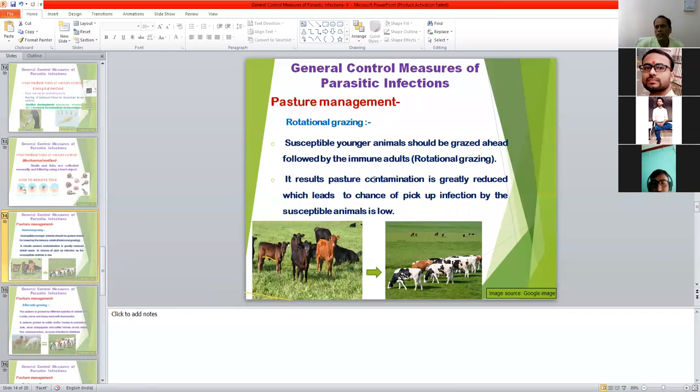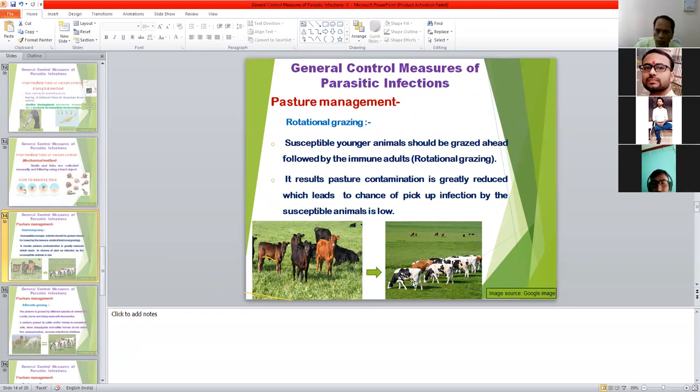Then pasture management, grazing management, is a method used to control the parasites, like rotational grazing. Generally younger animals are susceptible to parasitic infection. Generally in younger animals parasitic infection is common and pathogenic. Adults generally act as carriers, in which clinical signs do not occur. So during grazing, young animals are grazed first, then followed by the adult animals.